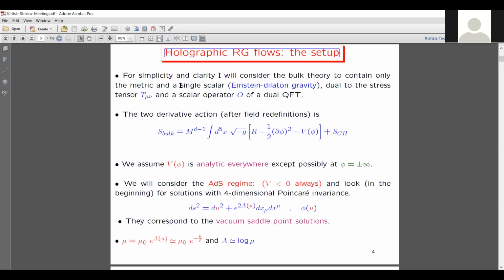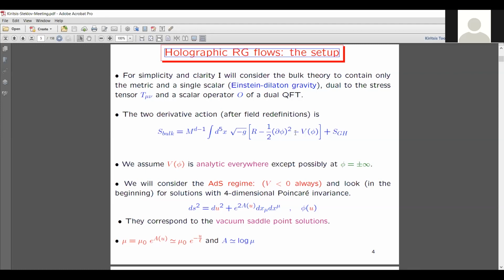I will be using, for both simplicity and clarity, a bulk holographic theory, a gravitational theory that will contain only the metric and a single scalar field. This is usually called Einstein-dilaton gravity. The metric will be dual, of course, to the stress tensor of the quantum field theory, and the scalar field will be dual to a scalar operator O of the dual quantum field theory that would be driving the flow.